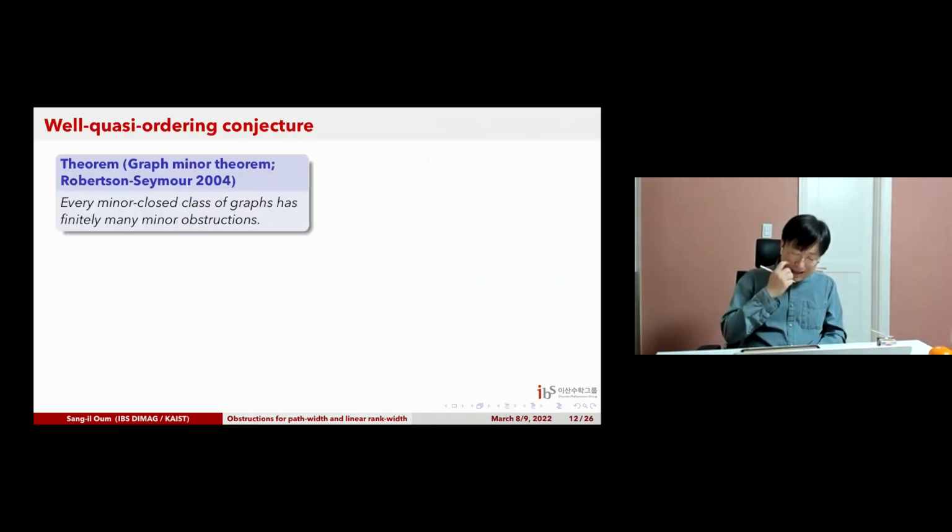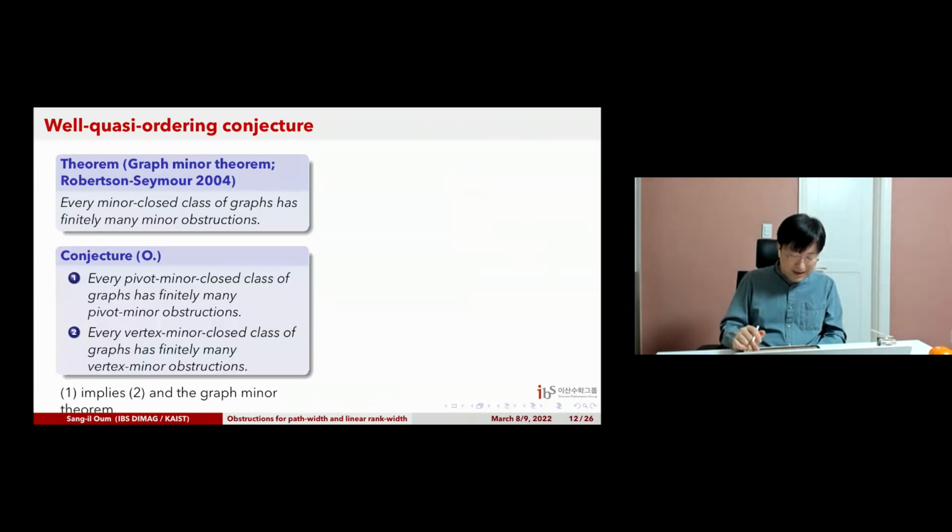Anyway, in the graph minor theorem, every minor-closed class has finitely many minor obstructions. That's Robertson-Seymour graph minors theorem. And we have a similar conjecture, an analogous conjecture for pivot minors and vertex minors.